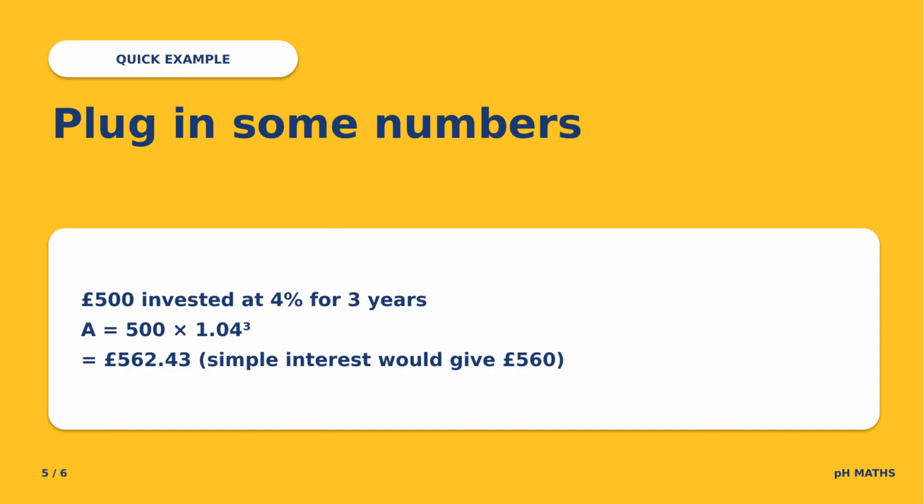As a quick example, £500 invested at 4% for 3 years. The multiplier is 1.04. Raise it to the cube, 1.04 cubed equals about 1.1248. Multiply by 500 and you get £562.43. Whereas simple interest would give £560, £2.43 more, coming from compounding.